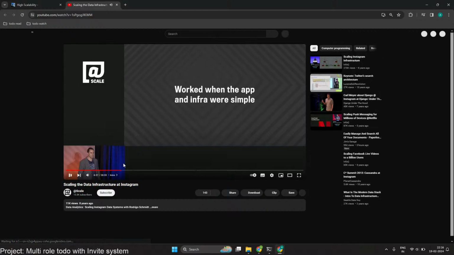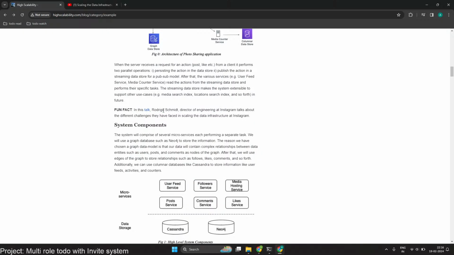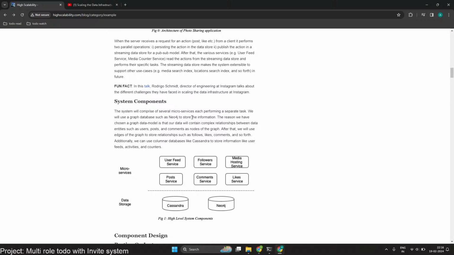Fun fact: in this talk, Rodrigo, Director of Engineering at Instagram, talks about the different challenges they have faced in scaling the data infrastructure at Instagram. So we have system components.